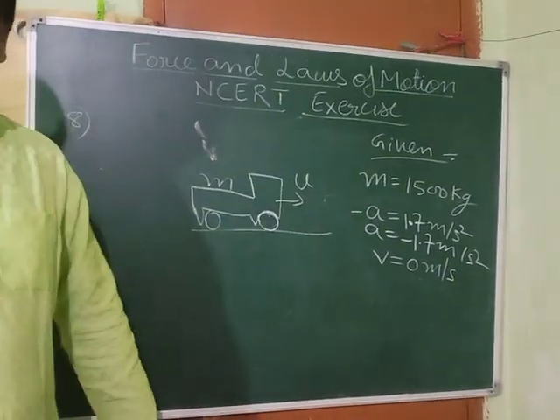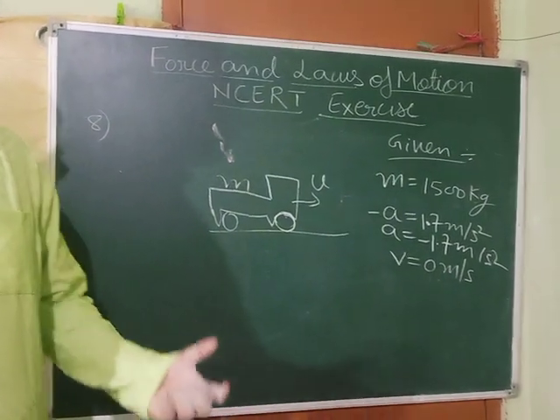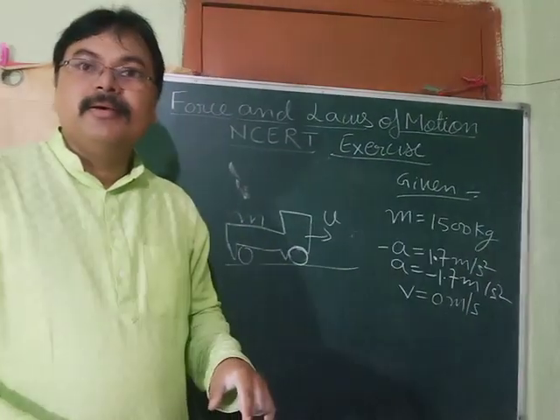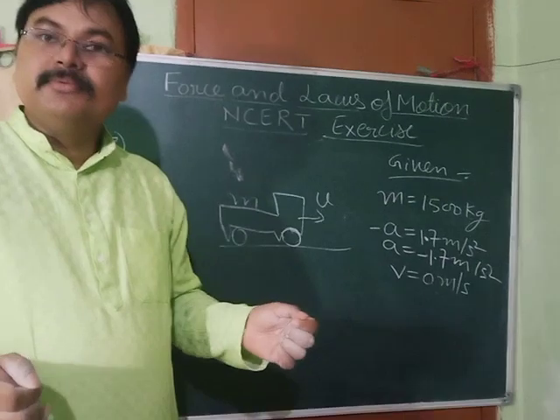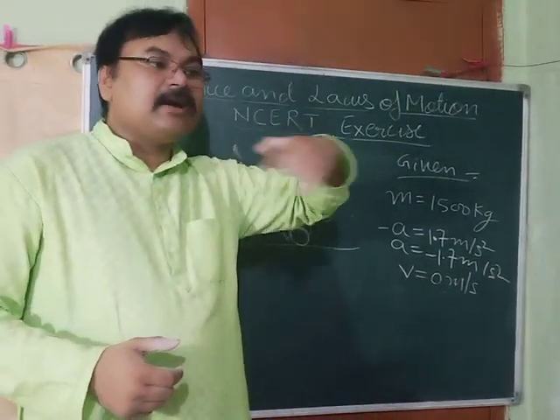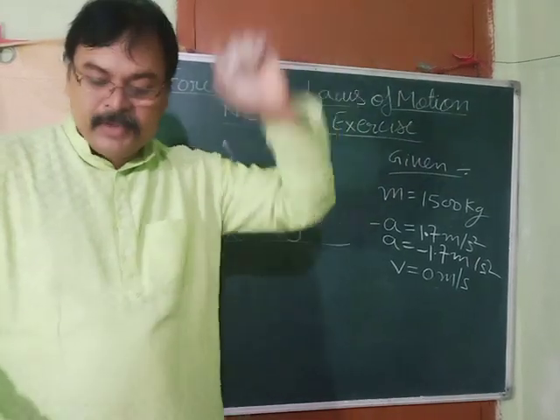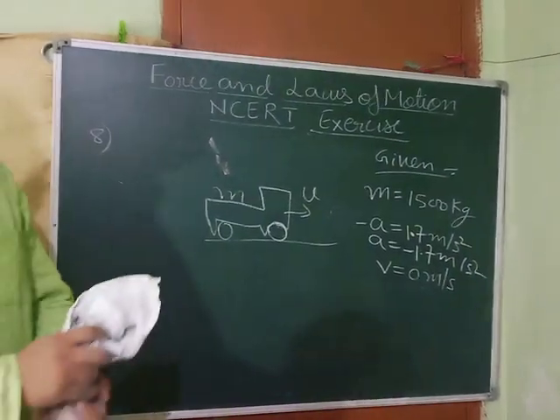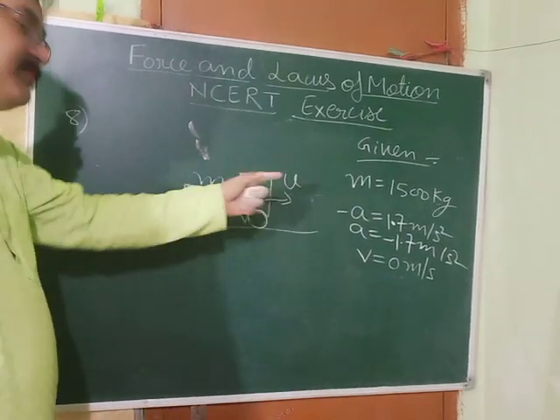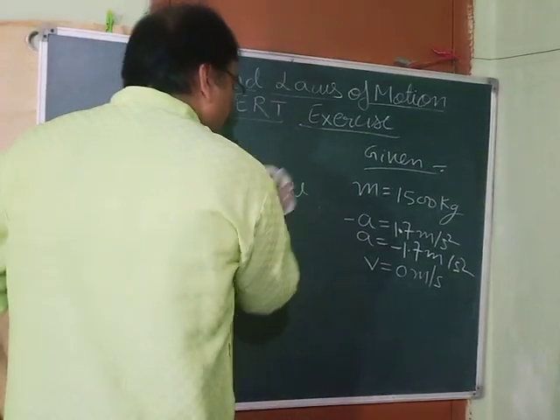If there is no friction, then what will happen? Even if you are applying the brake, it will keep on sliding, like people do in ice skating, you might have seen. In the same way, this truck will start skating on the road and will never stop, according to Newton's first law. So it is not the case. Here friction is actually there, that's why it comes to rest. So we have to find out the force.